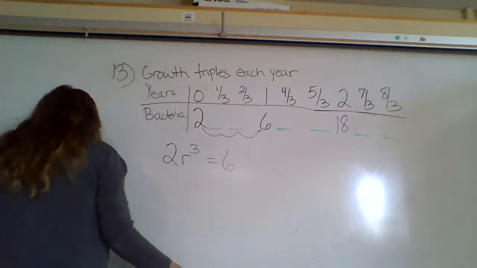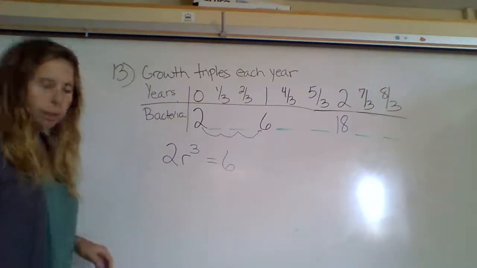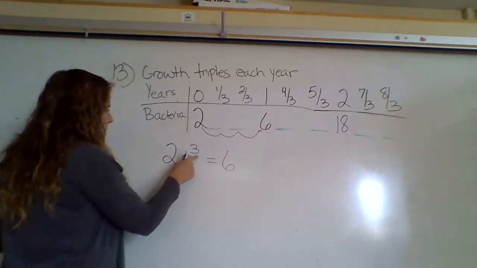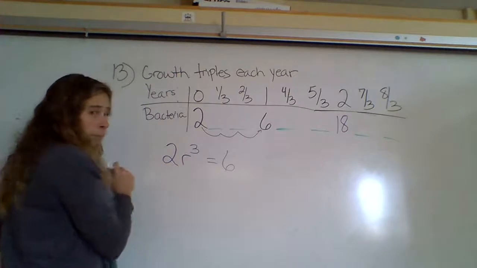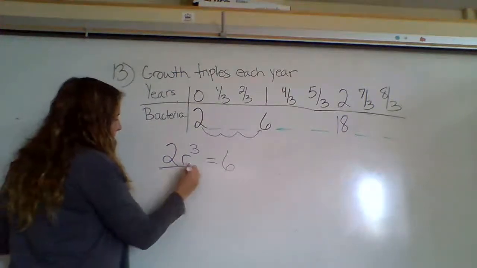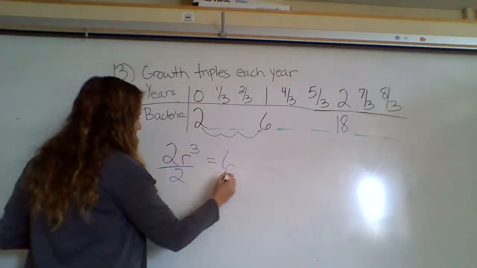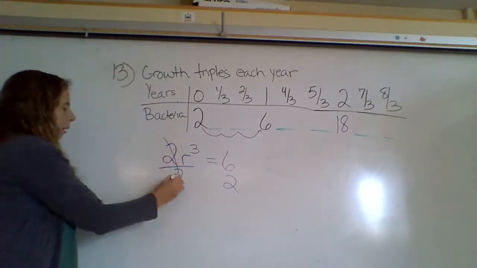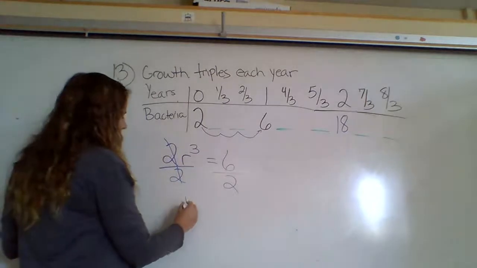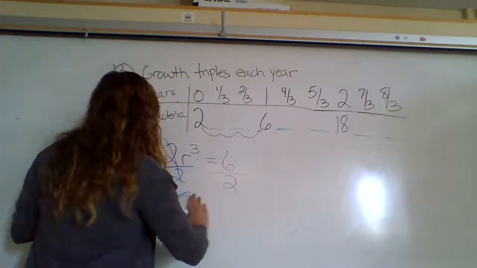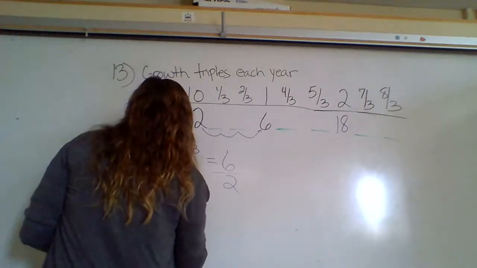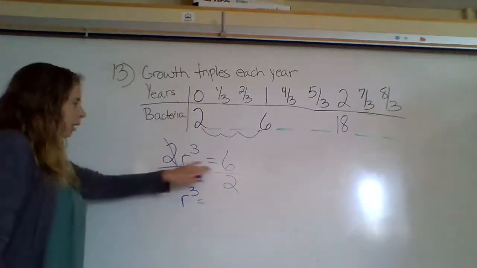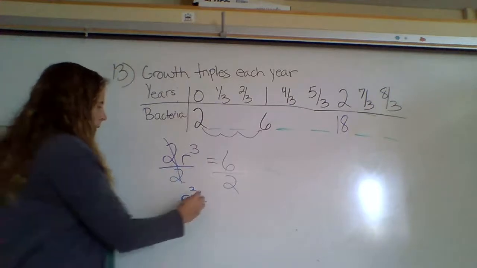Now we're just going to solve this equation. So your first step, you want to get R cubed by itself. So you're going to divide by 2. That cancels out this 2. 2 divided by 2 is 1, which is just R cubed. 6 divided by 2 is 3.